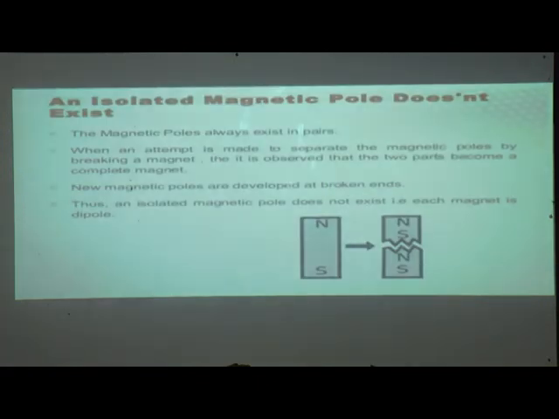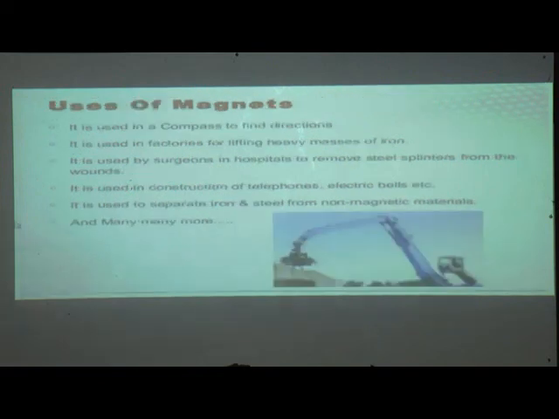Now, an isolated magnetic pole doesn't exist. I told you what it is: when we break a magnet into two parts, each part again shows a north and south pole. So we will not read this slide.